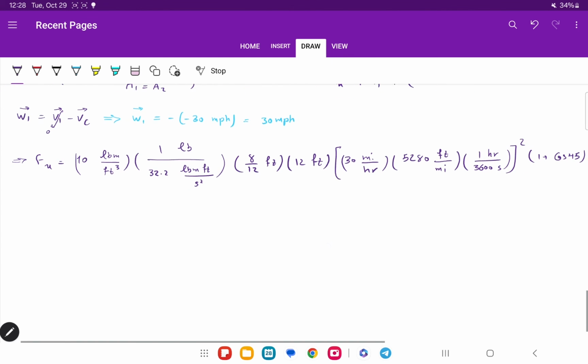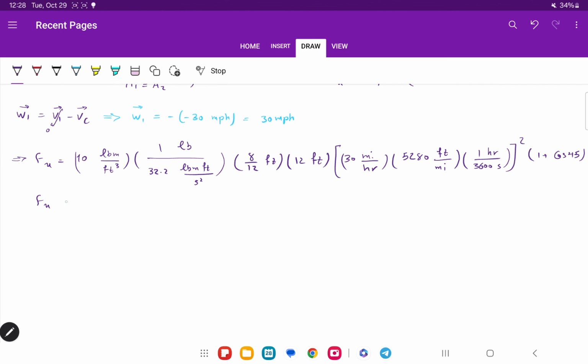So Fx can be found as 8,220 pounds. So as you can see, it wasn't difficult. It's tricky, but it's not difficult.